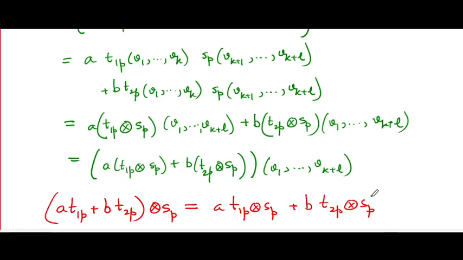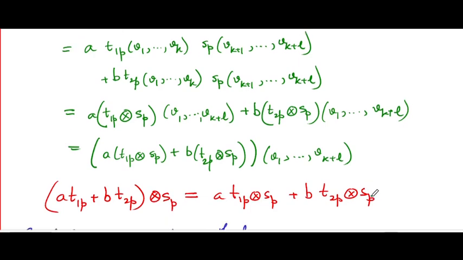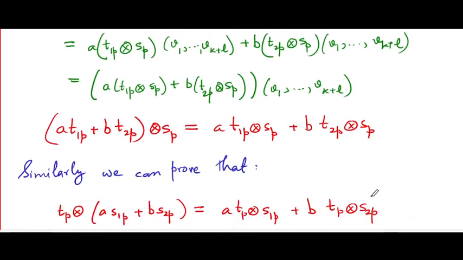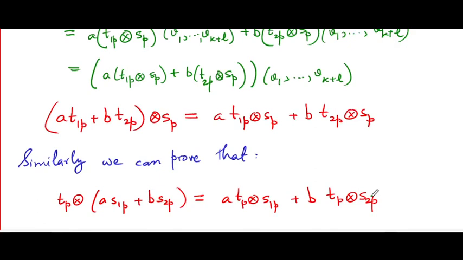The distributive property. Well, what we have shown is that a sum on the left distributes. What remains to be shown is that if the second factor had been a linear combination, it would still have distributivity. Tensor product is not just left distributive, it's also right distributive. But that is very simple to prove. The proof is exactly similar to what we have done so far. So I'm not going to talk about that in any detail.